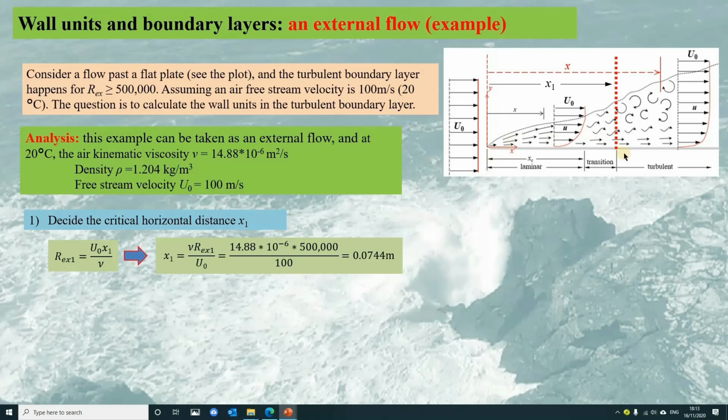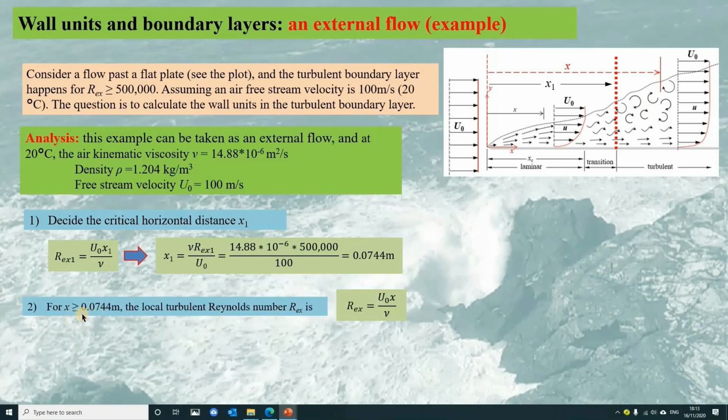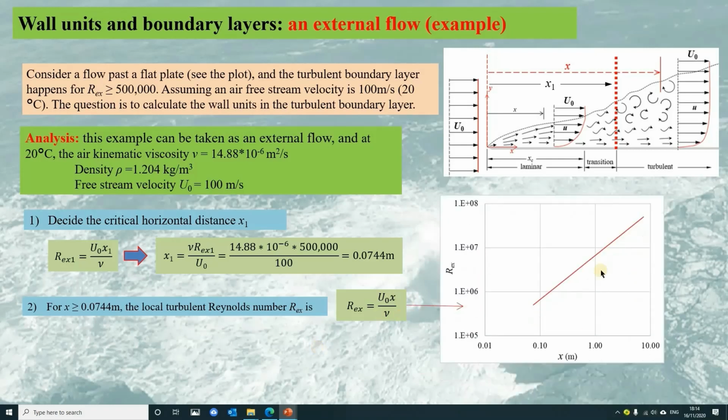So we have x1 calculated as this. Here, from the leading edge to the point, the turbulent boundary layer occurs. And for x larger than 0.0744 meter, the boundary layer would be turbulent, and the local Reynolds number Rex is calculated by this formula. And if we draw the distance and the Reynolds number, we can see Reynolds number in this case is linearly proportional to the distance x. See this plot, the straight line.